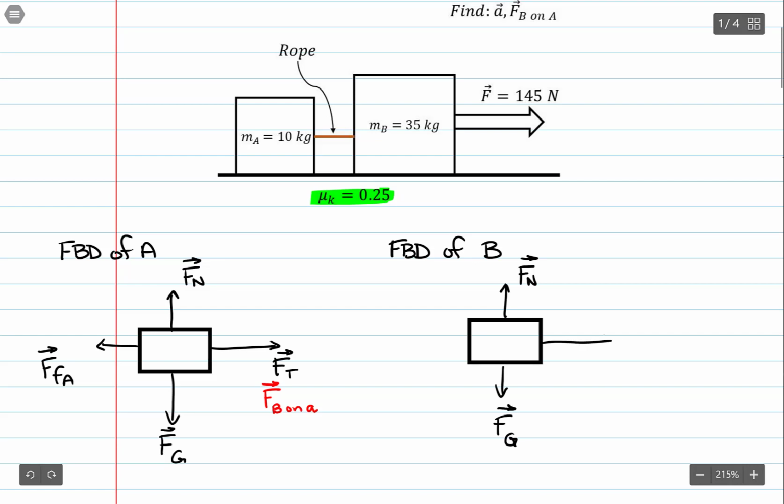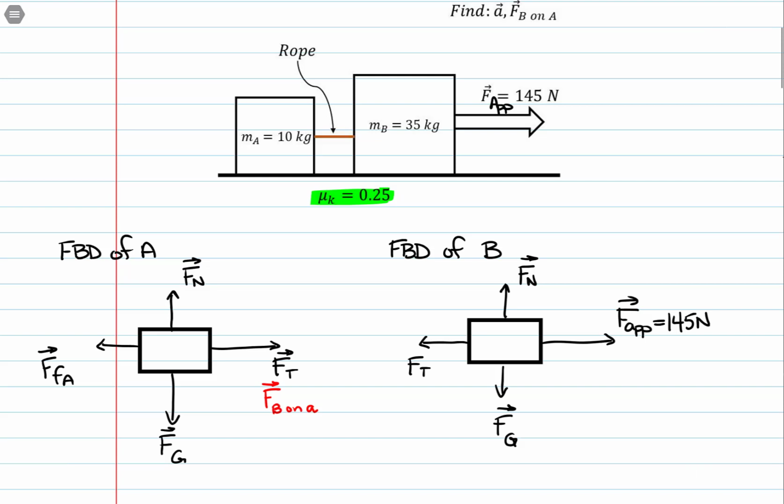Now we have that applied force. I'm going to call it F applied, and we'll write APP for applied. And it's going to be a magnitude of 145 newtons towards the right. And we have this tension force acting backwards, opposing this applied force on box B. But box B also has friction applied on it. So we're going to say F friction on box B is also acting towards the left.